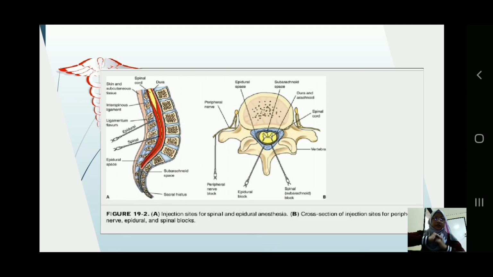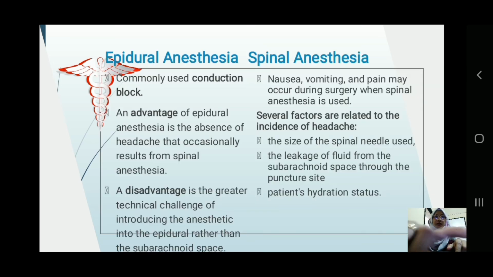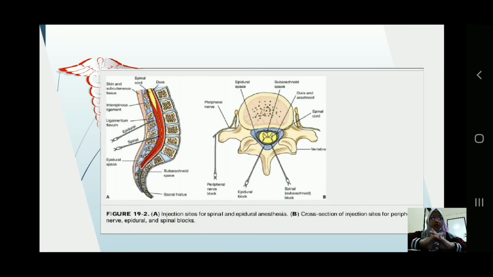So these are the injection sites for spinal and epidural anesthesia. On the left side is a cross section of the injection sites for peripheral nerve, epidural, and spinal blocks.